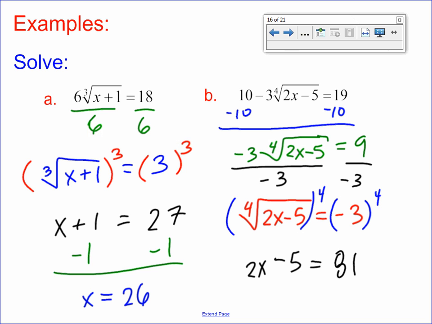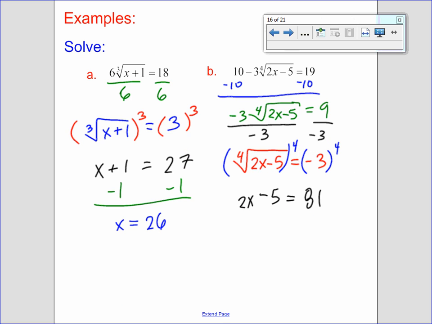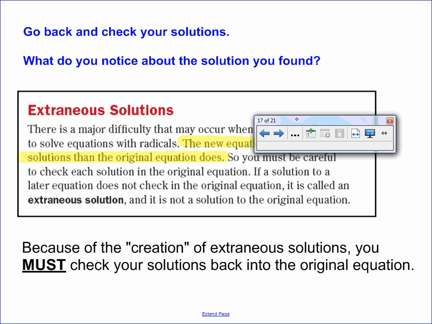Awesome, so we're almost there. We'll add 5 to both sides, so 2x equals 86. And then divide both sides by 2. So it appears my solution value is x equals 43. So we've isolated the radical expression by performing our regular inverse operations, adding, subtracting, multiplying, dividing to get the radical alone. Then we undid the radical by raising both sides to the reciprocal exponent. And then we finish it out.